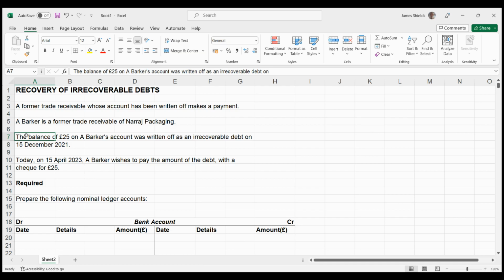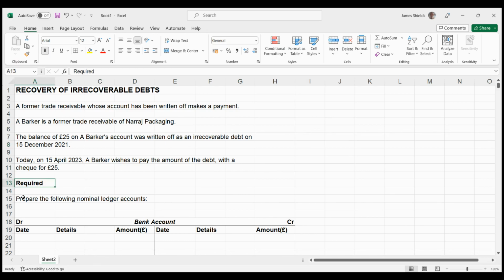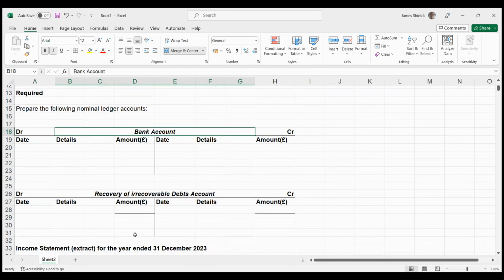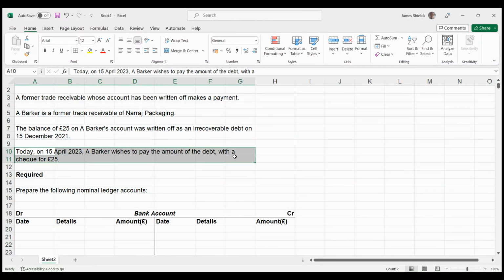So A. Barker is a former trade receivable of Naraj Packaging. The balance of £25 on A. Barker's account was written off as an irrecoverable debt on the 15th of December 2021. Today, on the 15th of April 2023, A. Barker wishes to pay the amount of the debt with a cheque for £25. So it says required, prepare the following nominal ledger accounts. We've got a bank account and then a T account, a nominal ledger account for recovery of irrecoverable debts account.